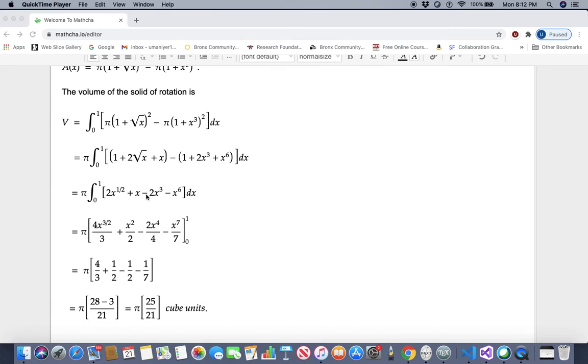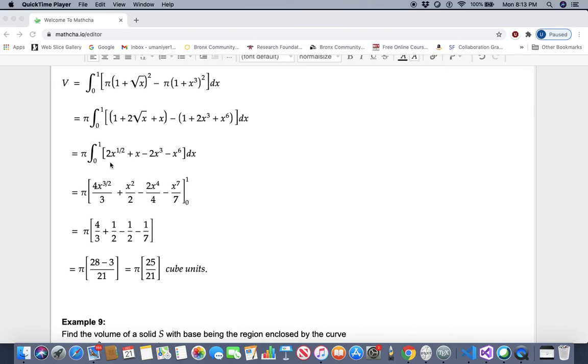When you take its integration, don't forget to carry the pi. This integration, x to the power 3 halves over 3 halves with a 2 there, so 4/3. This is x to the power 2 over 2. This is x to the power 4 over 4 with a 2 over there. X to the 7 over 7 with a negative. Okay, keep track of signs. Limits of integration 1, 0.